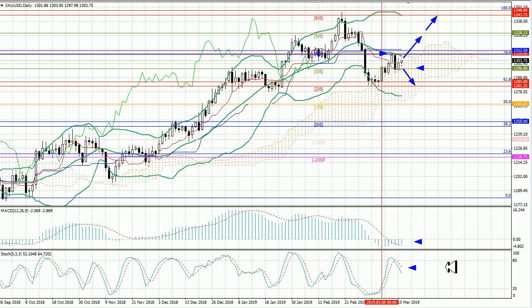The continued decline, in case of the breakdown of the level of 1297, seems probable, but a resumption of the growth cannot be ruled out.